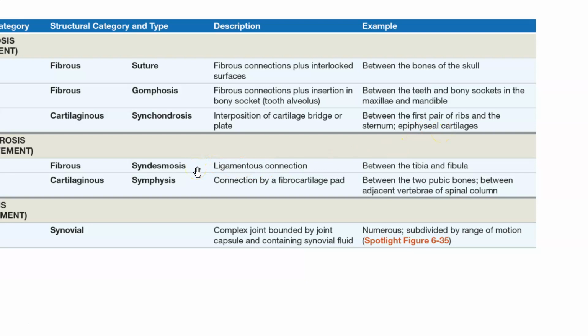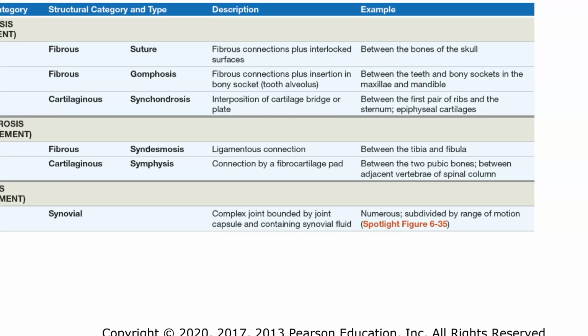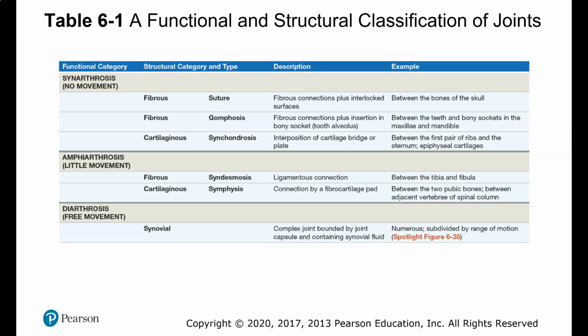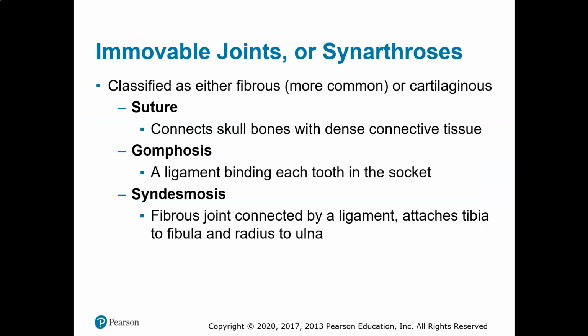A syndesmosis is a fibrous amphiarthrosis joint. An example would be between the tibia and the fibula. A symphysis is a cartilaginous amphiarthrosis joint, and the pubic symphysis and the intervertebral disc are examples. And then we have our synovial joints, which are our freely movable joints, the diarthroses, and we have many of those: the hip joint, the shoulder joint, the knee joint, the elbow joint, the joints between the fingers, and we will be going over those in more detail.